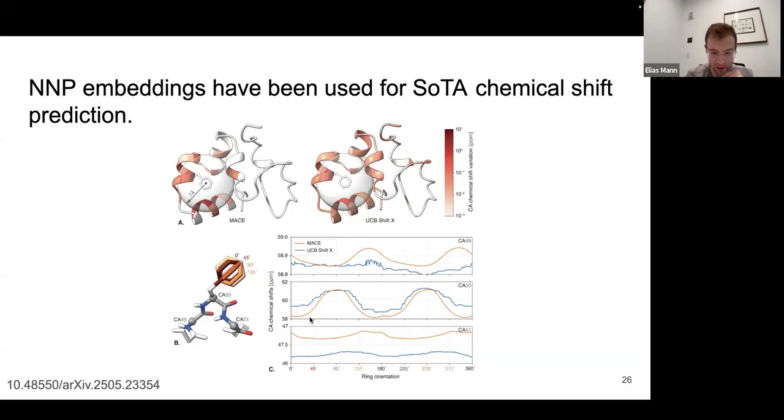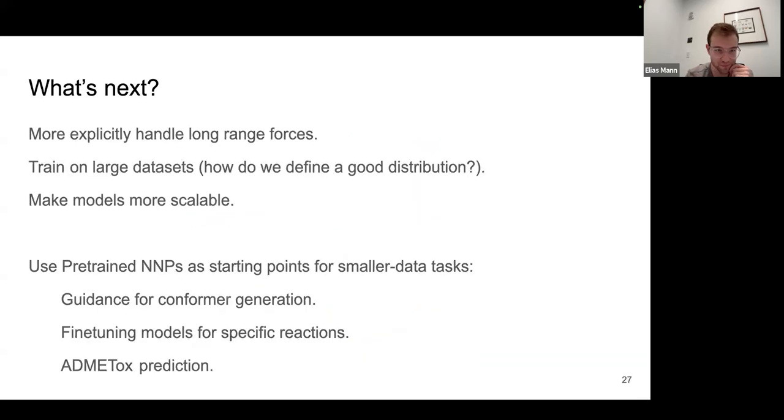And one thing they show is, across changing the ring orientation, you expect this chemical shift to change in a smooth way. And it does using these neural network potential embeddings, but for UCB, which is the current state of the art, it's got this pretty unphysical looking behavior.